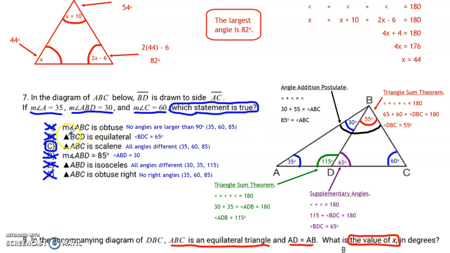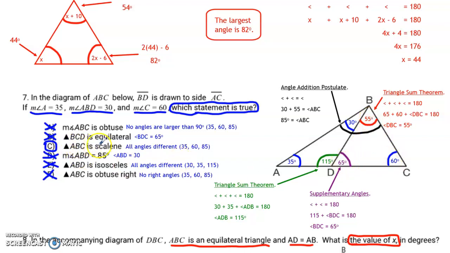This says triangle BCD is equilateral. I don't think that's true because angle BCD is 60, but angle BDC is 65. If it were an equilateral triangle, that means all of the angles would be 60 degrees.